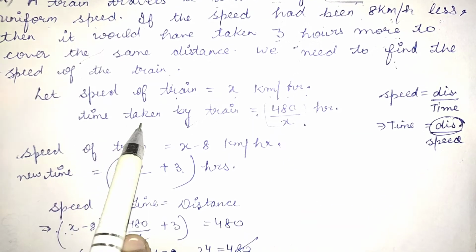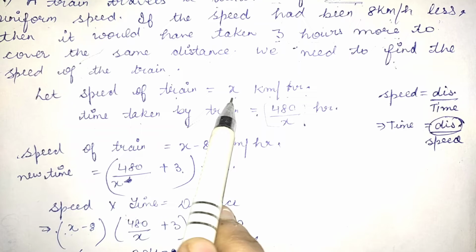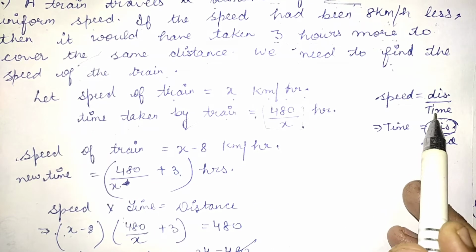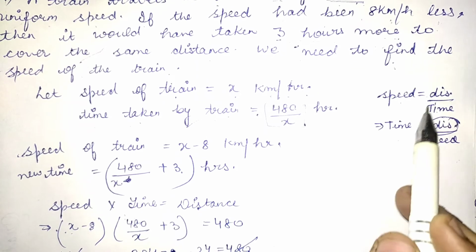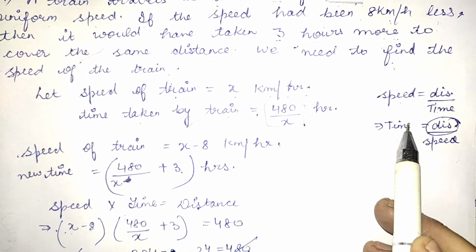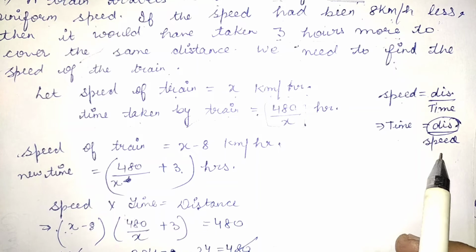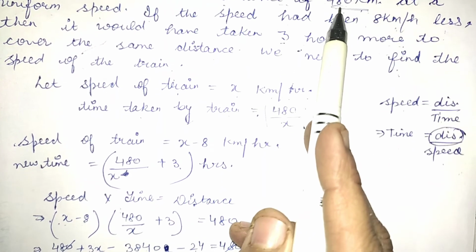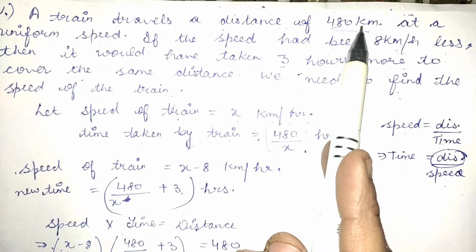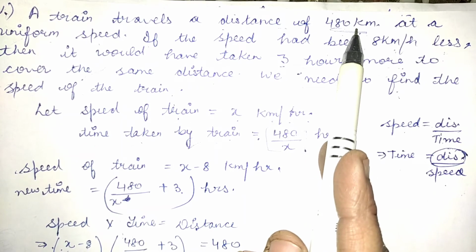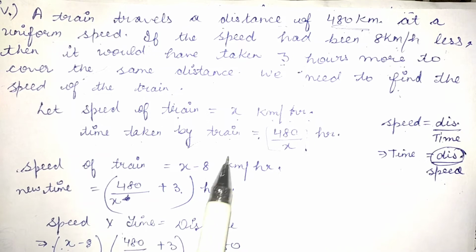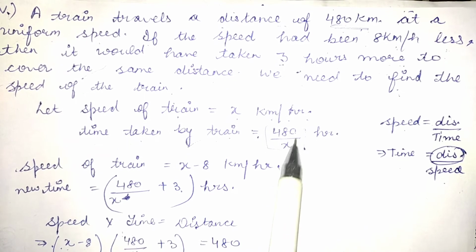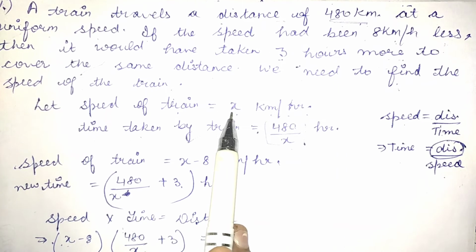Okay, so how much time the train will take to cover this with this speed? You know that speed is equals to distance upon time. So if I find out time from here, then time will be equal to distance upon speed, right? So distance given to us is 480 kilometer. A train travels a distance of 480 kilometer. So time taken by the train will be distance upon speed, and speed is equals to x.